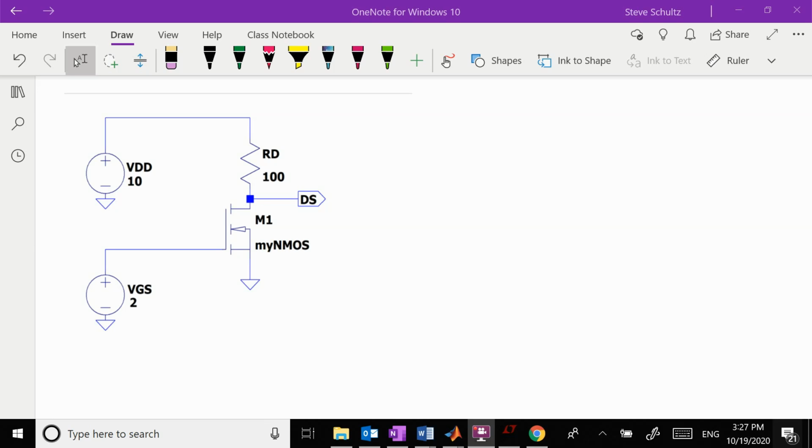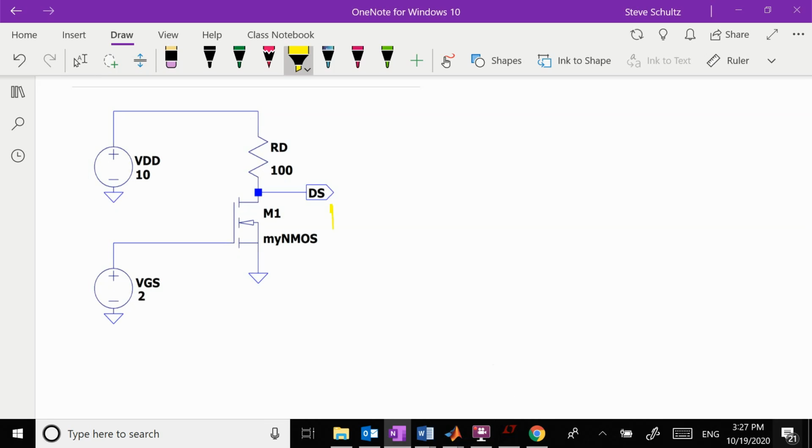We want to do a DC calculation for a MOSFET. In order to do this, we have to first of all write down what our basic equations are. With this MOSFET, we're going to use Kp equals 0.1 and the threshold voltage as 1.5.